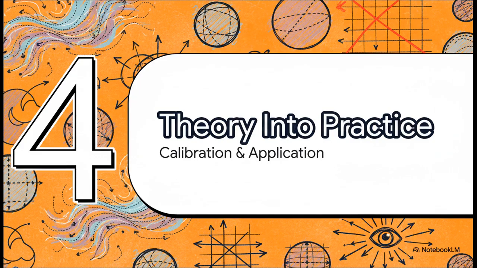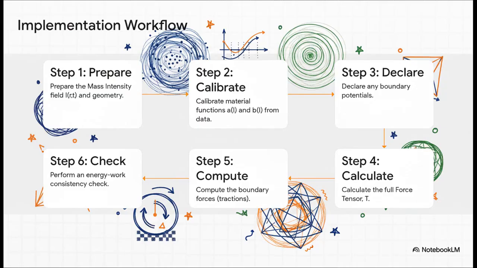So we have the rules, we have the math, but how would a scientist or an engineer actually use this thing? Let's switch gears and walk through a practical workflow for how you'd apply this UPT force tensor in the real world. The whole implementation process follows a really logical sequence. You start with your data, the measured mass intensity field for your object. Then, here's the key step. You use that data to calibrate or figure out those material functions, A of I and B of I. Once you've defined what's going on at the edges, you can finally calculate the full tensor, figure out the forces, and then run a final check to make sure it all adds up and energy is conserved.